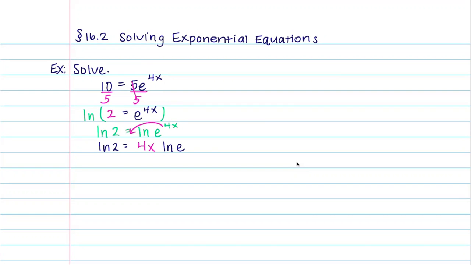We remember that when the log has the same base as what we are taking the log of, this just equals 1. So I know that this expression goes to just 1. Now I'm almost there, almost to something that I can actually solve. So I have natural log of 2 equals 4x, and then I'll divide both sides by 4 to get x by itself.